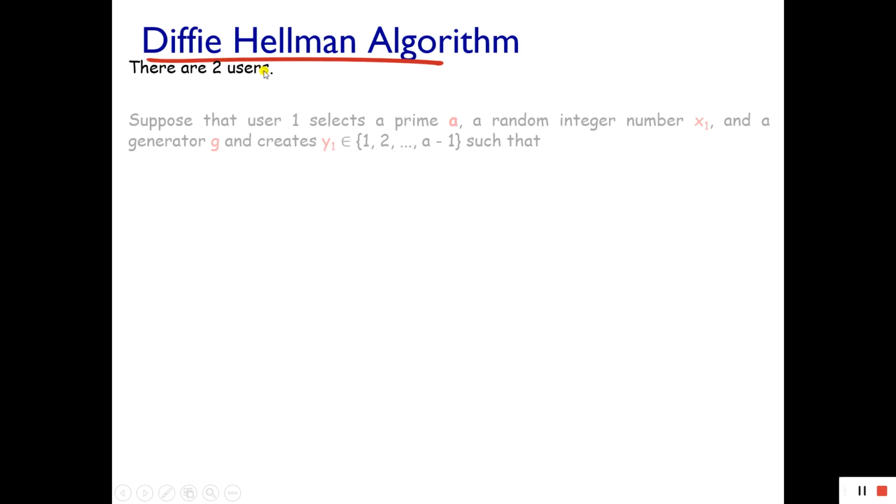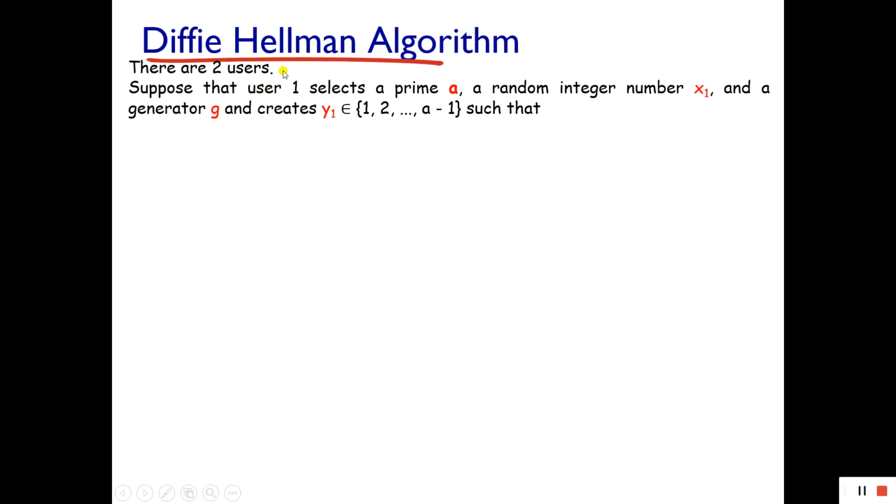Consider that there are two users. Suppose that user 1 selects a prime number A and a random integer x1 which is prime, and a generator G. Now user 1 has A, x1 and G. A and G are the common things between user 1 and user 2. User 1's secret color is nothing but x1. A and G are considered the yellow color, which has been agreed between user 1 and user 2.